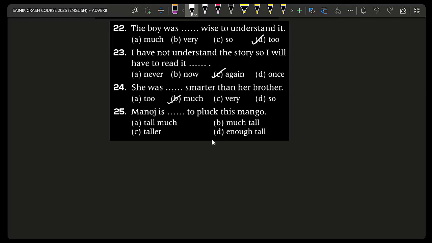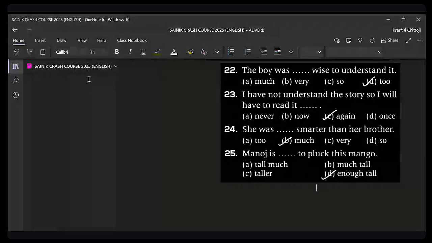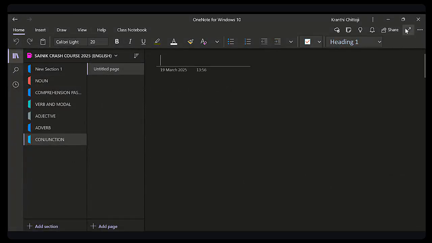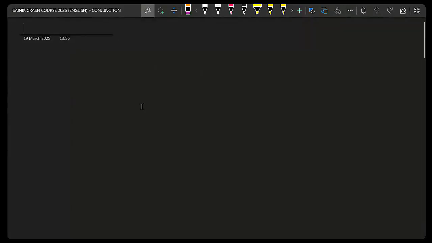That is option D. So with this, we are done with adverb, and we're going to start a new chapter in English. That is conjunction. Okay, conjunction. What do you mean by conjunction first?